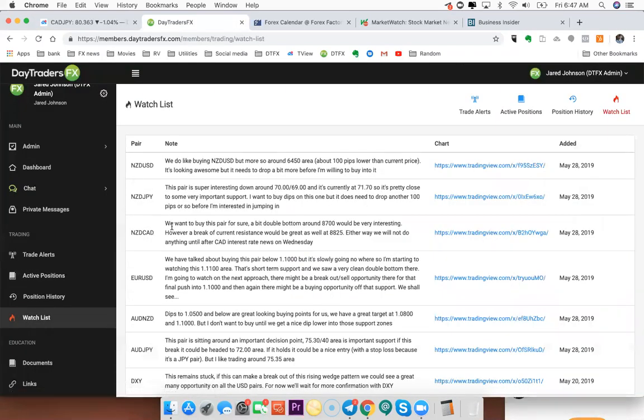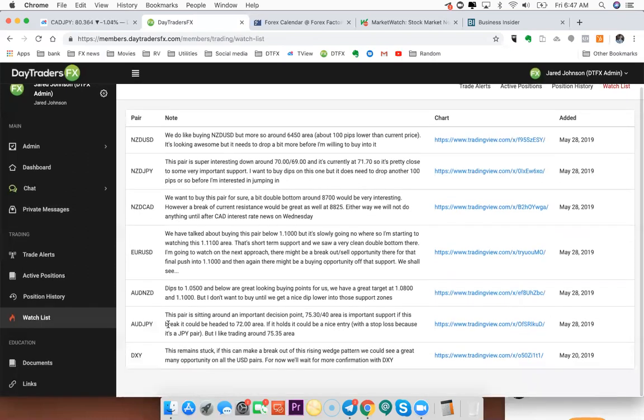New Zealand yen broke out a little bit, Aussie yen broke out a little bit, still watching euro dollar, New Zealand CAD, New Zealand dollar. These are all kind of just going for it.